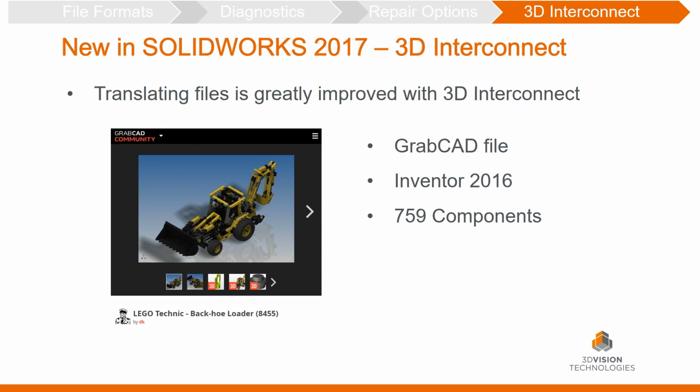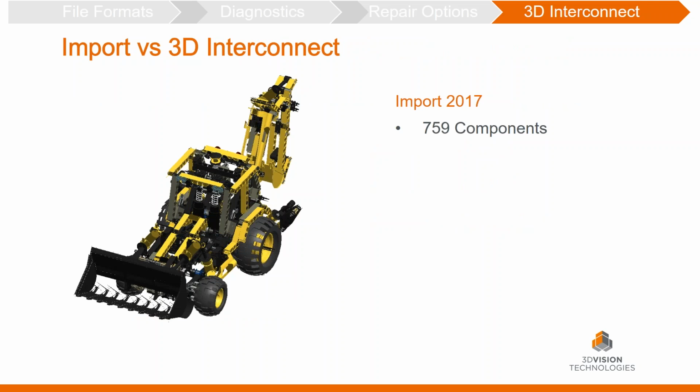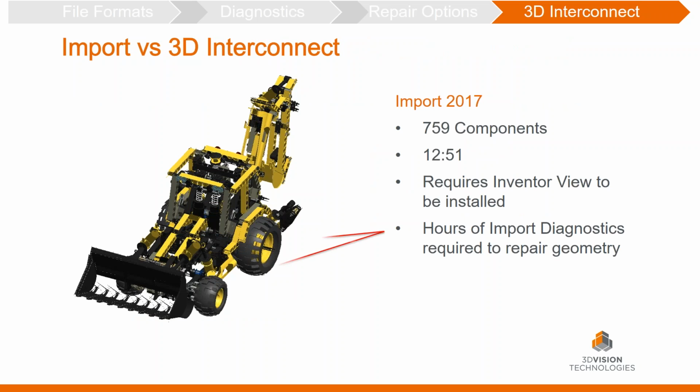So what I did first was import that using our currently available import tools in 2017, and you can see the image on the screen there. It took almost 13 minutes to go through that process. It required me to install Inventor View, so some more software that I needed there. And if you take a close look at the bucket and the tire, I'm pointing those two things out, there's lots of import diagnostics going to be required to repair this geometry.